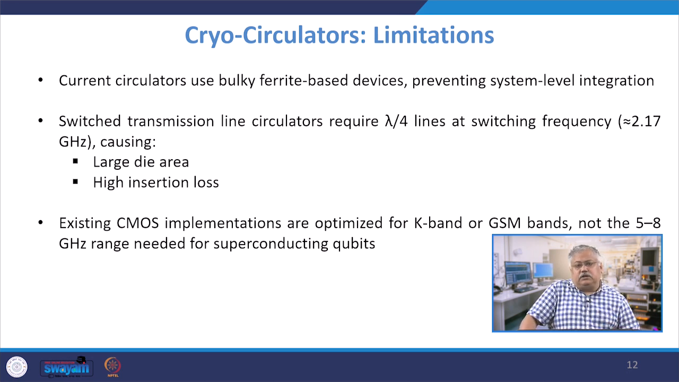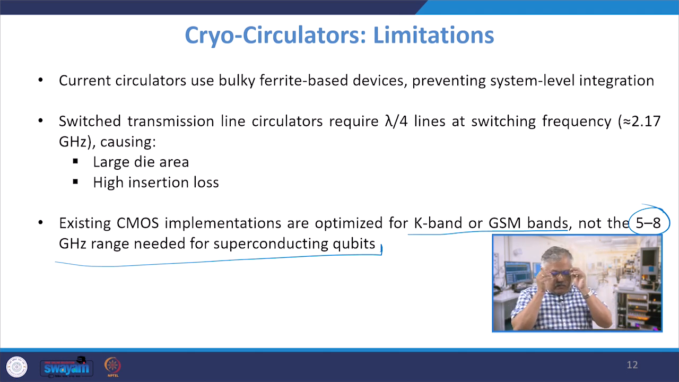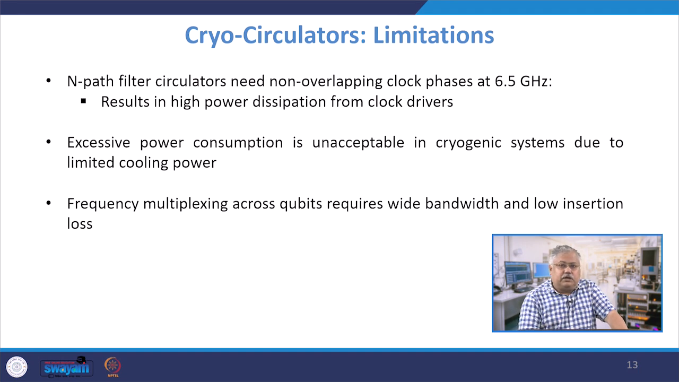Existing CMOS implementations are generally optimized for K band, or the GSM band, but not in the 5 to 8 gigahertz range where we require to operate the superconducting qubit. This is one of the practical problems of silicon based qubits, that you cannot operate at very high frequencies of 5 to 8 gigahertz, where superconducting qubits actually work to a larger extent. So, that is one of the major challenges you face for circulators.